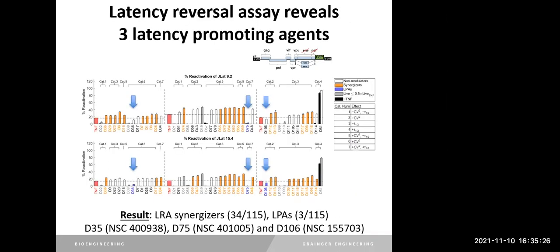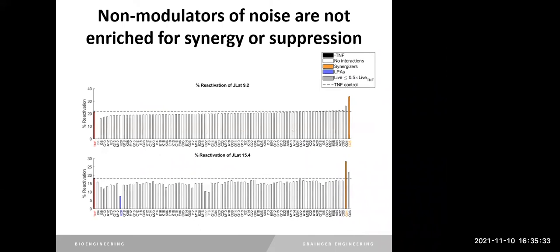And why is this an enrichment of either synergizers or stabilizers of reactivation of latency? Because when we take a random set of compounds and we try them in combination with an activator on latent HIV, you see that there's no synergizers or stabilizers of latency. So this is our control showing that basically we're seeing that non-modulators of noise are not enriched for synergizers or suppressors.